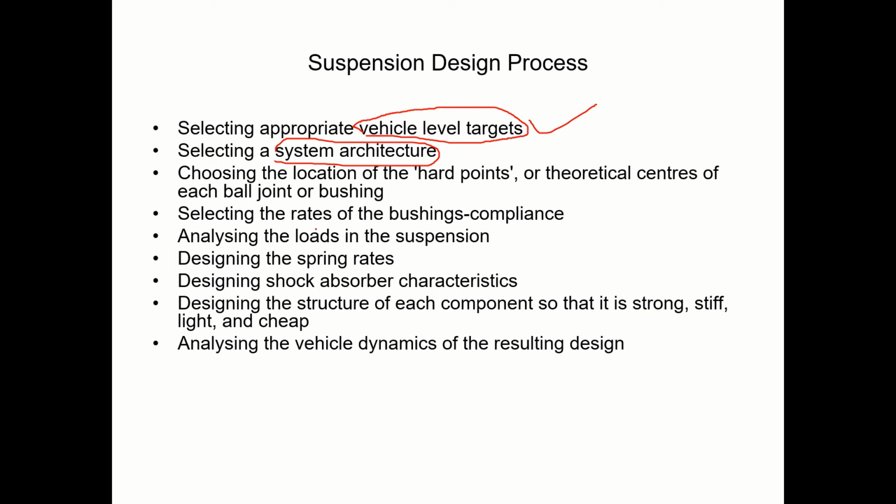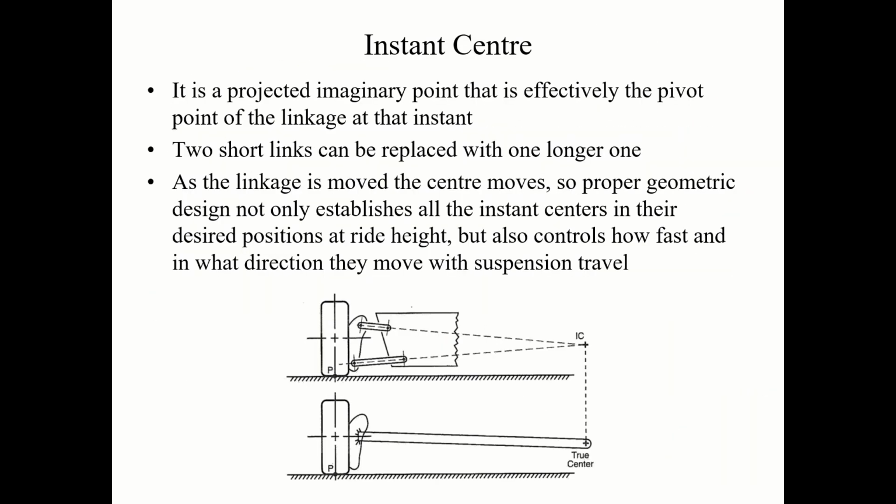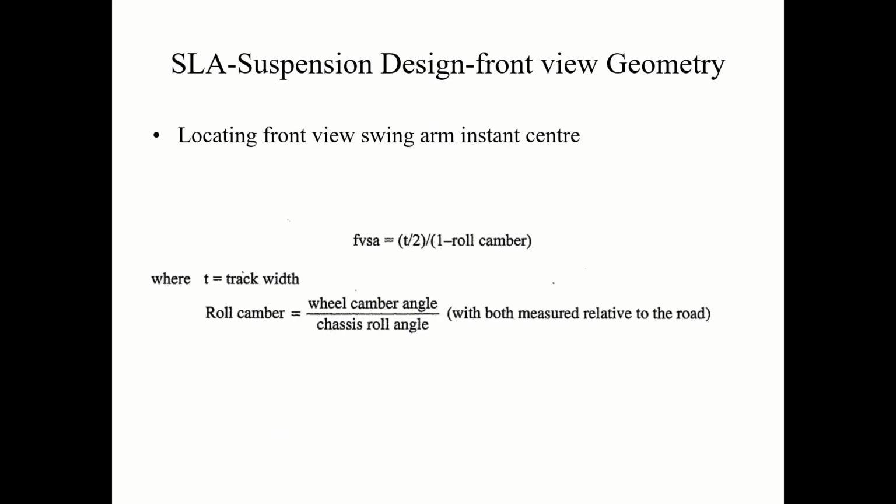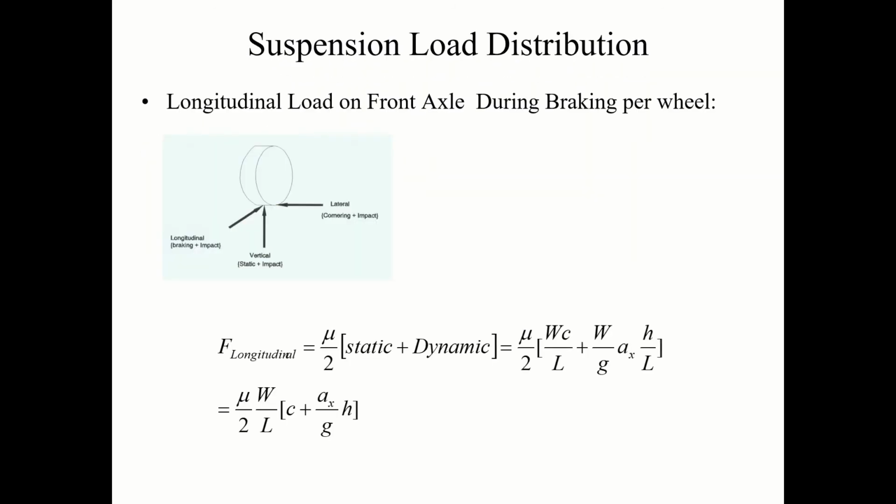Next is selecting rates of the bushings for compliance. That's one part. Then analyzing the loads in the suspension. So analyzing the loads in the suspension, basically what we would like to say is, if you look at the wheel from here, you have the vertical load, maximum lateral load, maximum traction load. This is traction load. Okay, that is one part.